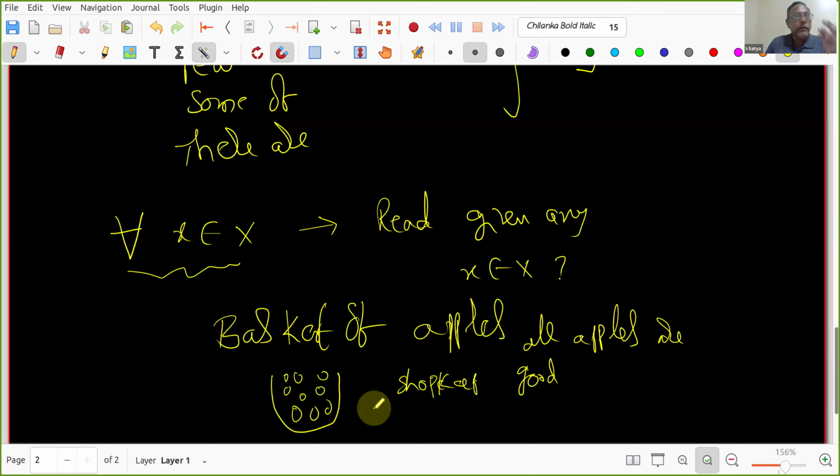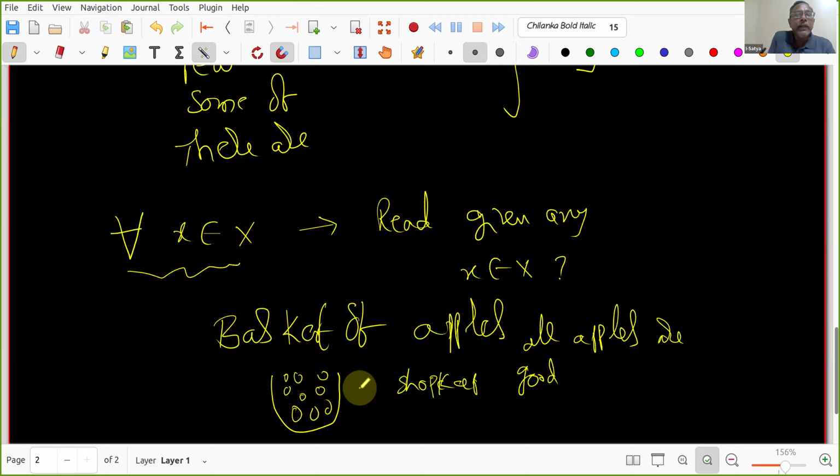There are many customers, so he says, if you want to purchase, purchase, otherwise leave. He will be very angry with you, right? You cannot check the entire basket one after another. What you do generally is take one apple only. Arbitrarily, you will pick one, right? That's why "given any" apple.